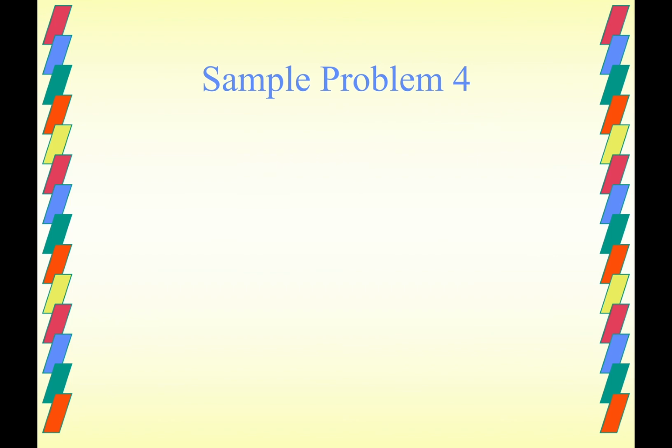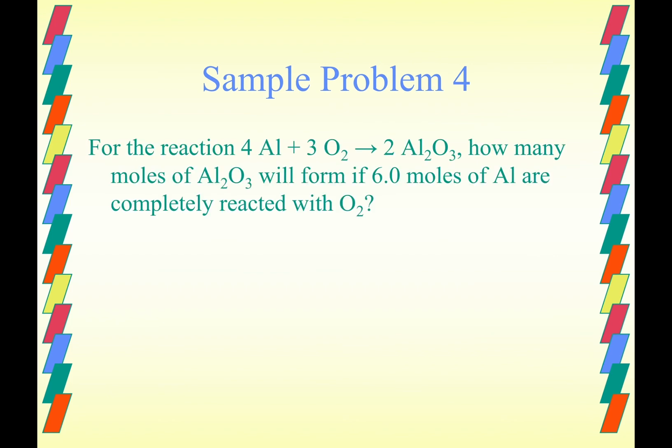Got a couple more for you here. For the reaction, 4 aluminum plus 3 oxygen yields 2 aluminum oxide. This is a synthesis reaction in a 4 to 3 to 2 ratio. How many moles of aluminum oxide will form if 6 moles of aluminum are completely reacted with O2? So the O2 is going to be in excess. And we are going to use all this up.